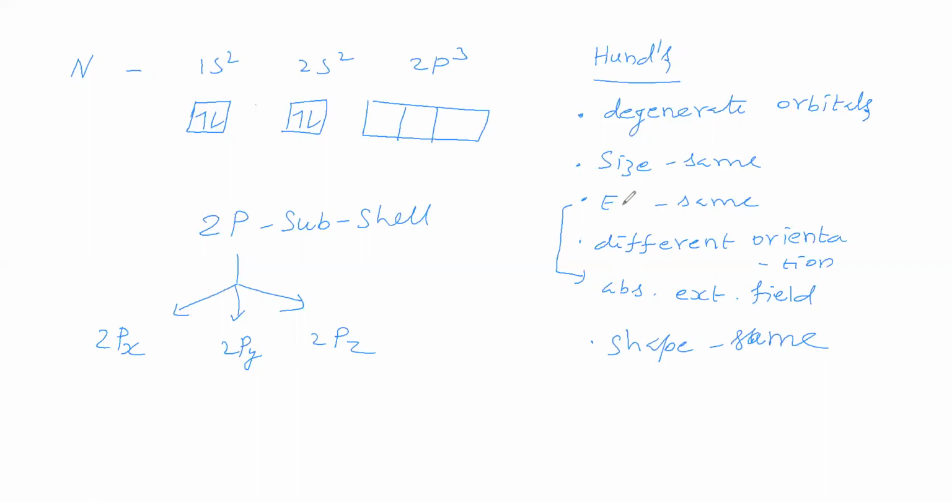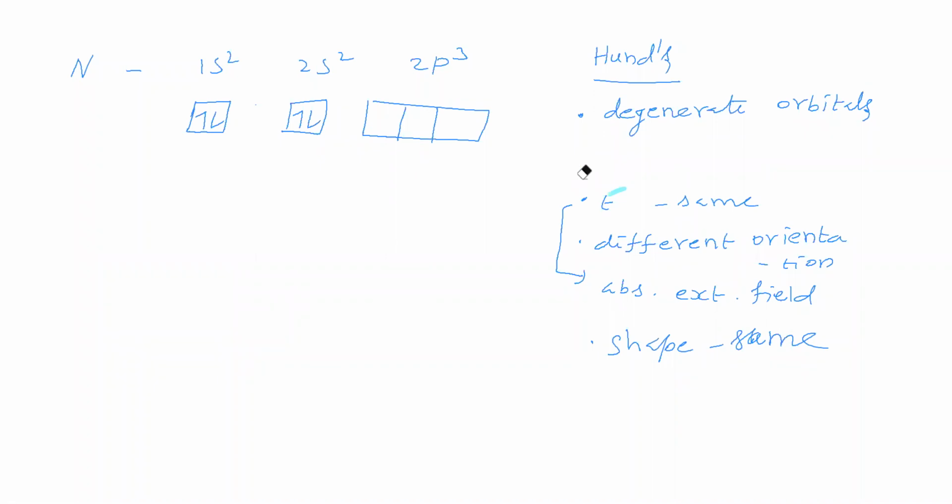So, what are degenerate orbitals? One example is the 2p subshell: 2px, 2py, 2pz are degenerate orbitals. How to fill electrons in the degenerate orbitals? For that, Hund's rule gives the explanation.